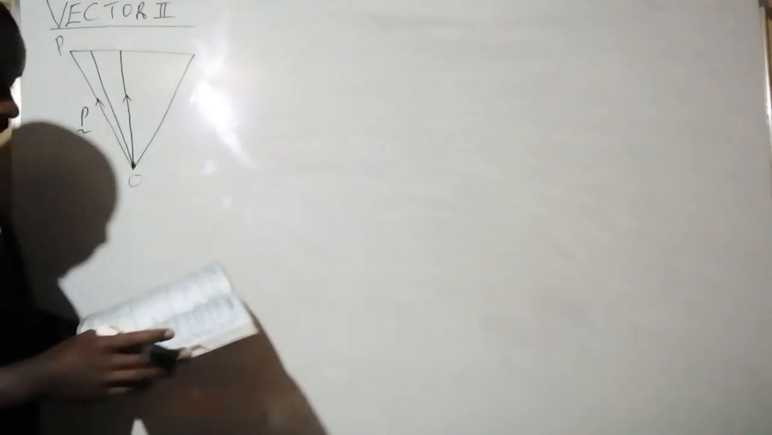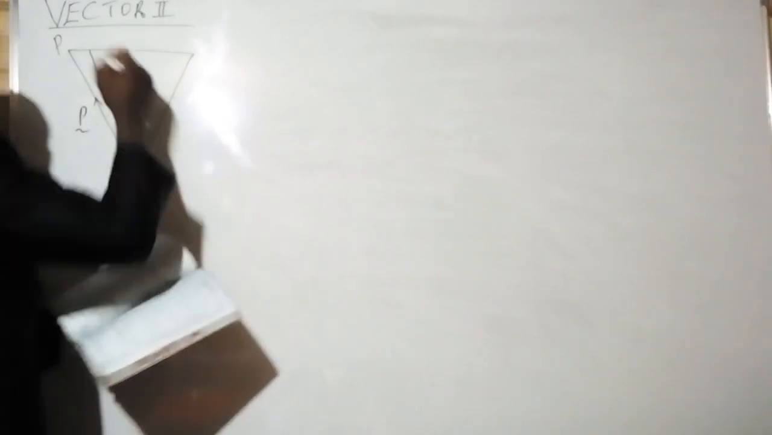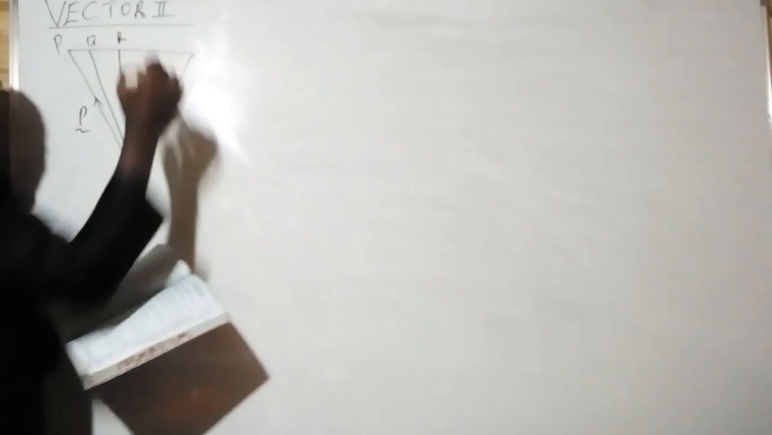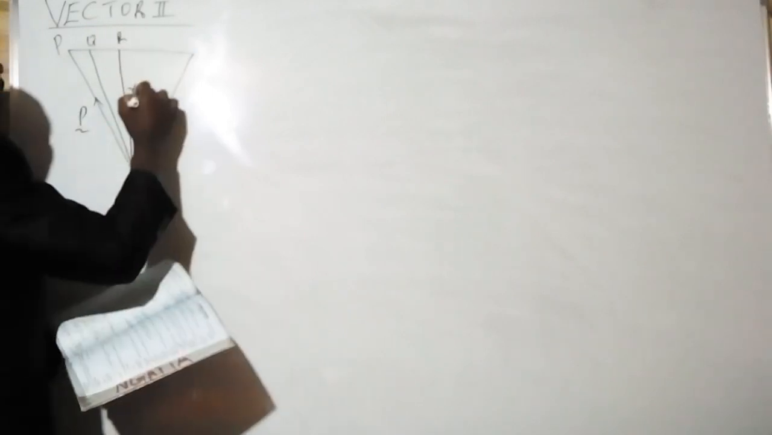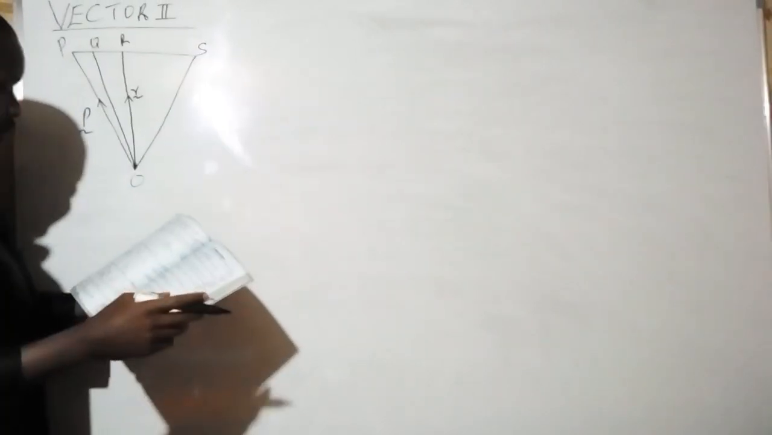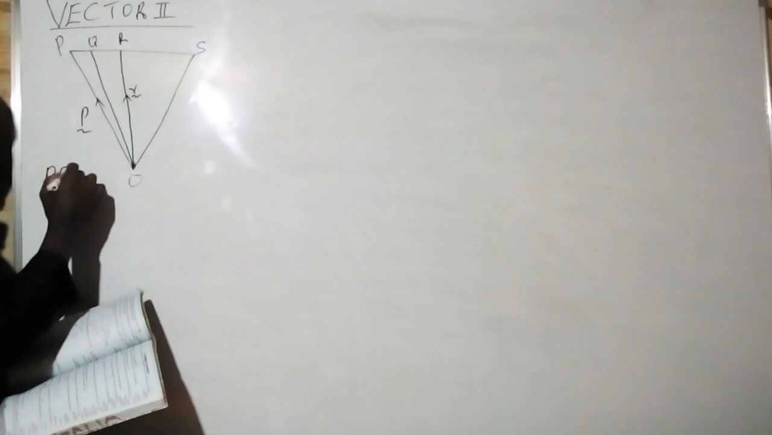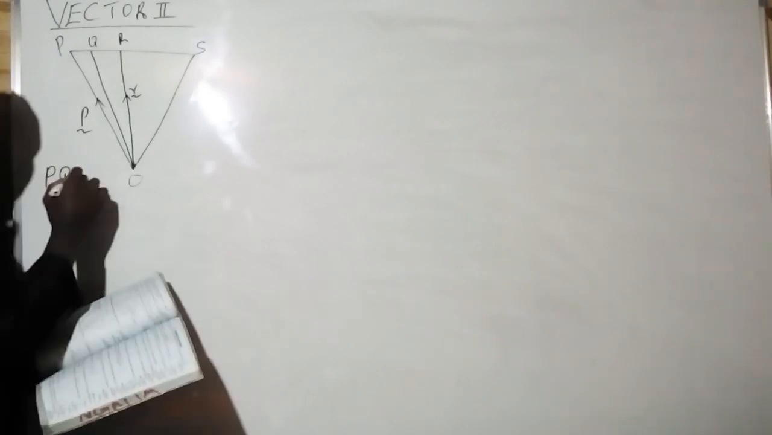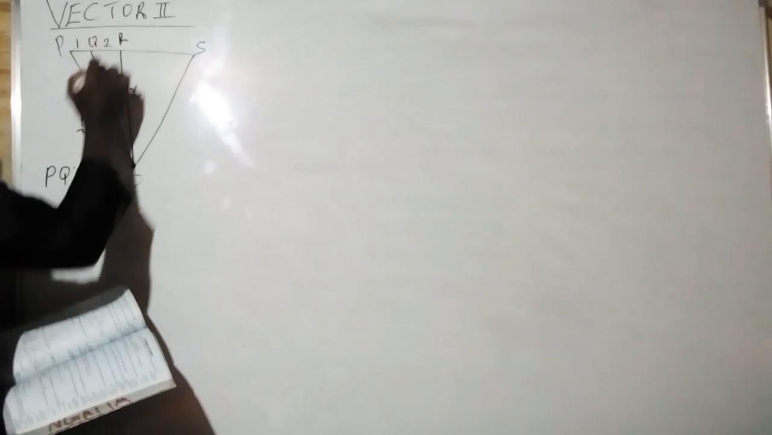Next, OR, we have Q there, R is there, and you'll be told that OR is vector R. Then we have S. You have also been told that PQ to QR is equal to 1:2. The ratio of PQ to QR, 1:2, like that.